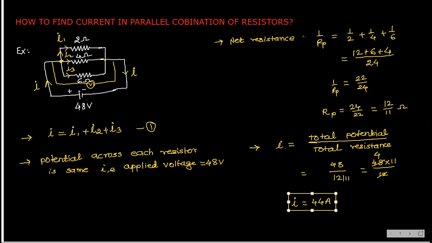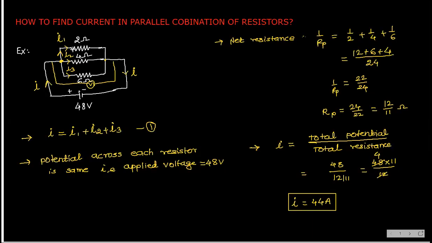Okay. Now after this, I got total current. Now I want to find I1 across this diagram. I1 is equal to what you will get? Tell me. See, from Ohm's law in parallel combination, V is equal to I into R total.